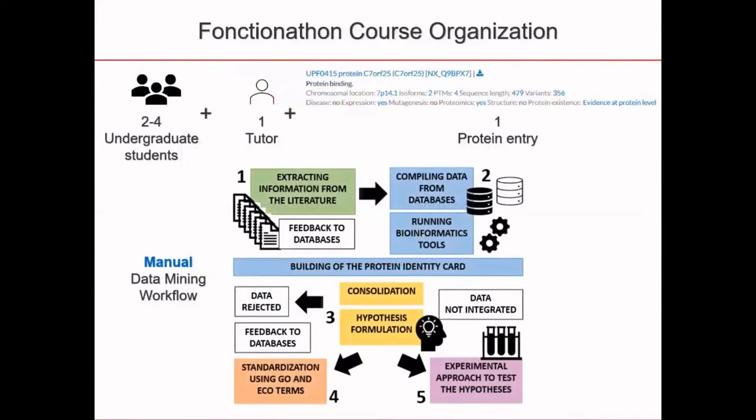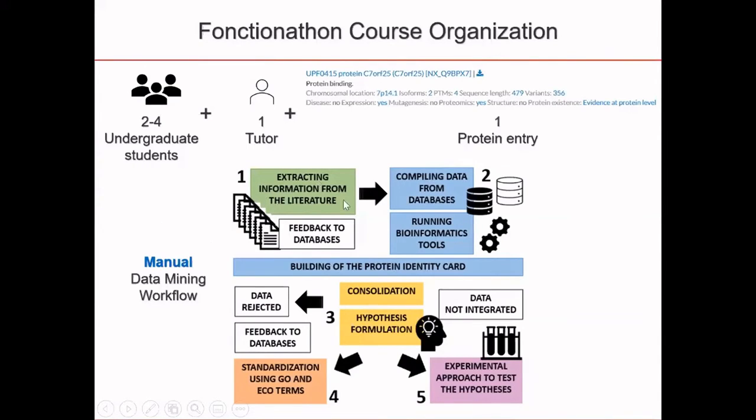For the last 2 years, we've been organizing at the University of Geneva a course which is called Fonctionnaton. And in this course, the undergraduate students get training about databases, bioinformatic tools, and they are then assigned one of these proteins, which doesn't have a function. You see here, it just has protein binding that's known about it. And they're divided into groups of 2 to 4 students, assigned a tutor, given the protein, and then they go through a manual data mining workflow, which consists of what a biocurator would do.